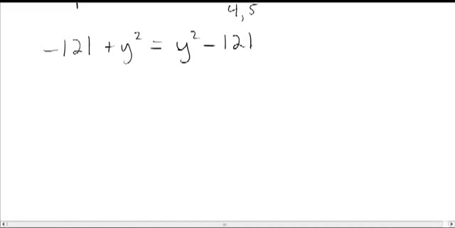Hopefully you remember, this is a difference of two squares. So I can rewrite this as y plus, what's the square root of 121? The square root of 121 is, of course, 11. And then we have y minus 11. Remember, it's just the variable plus the square root of the second number, minus the square root of the second number. And there's my factored form.